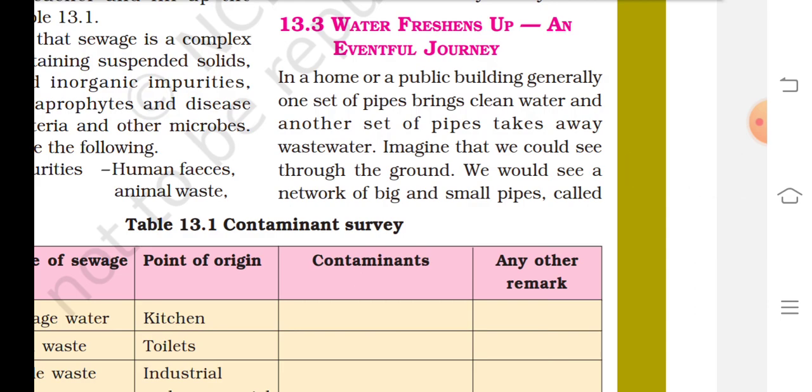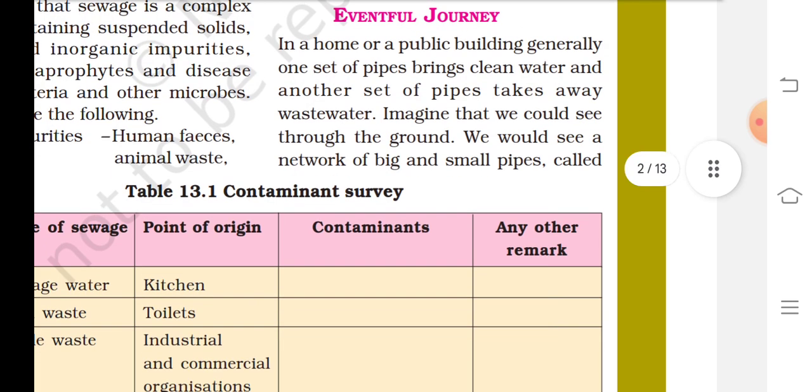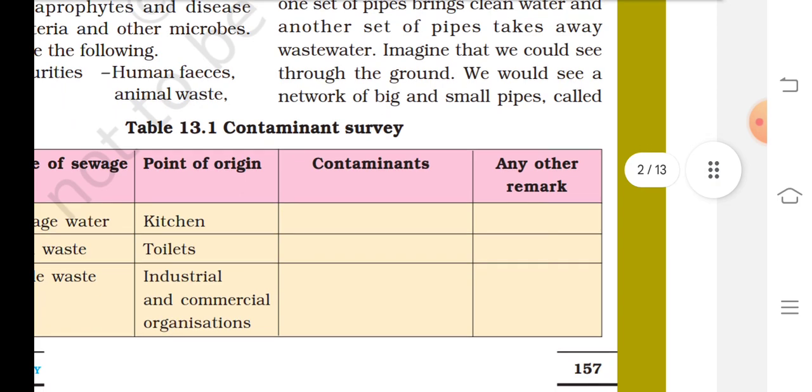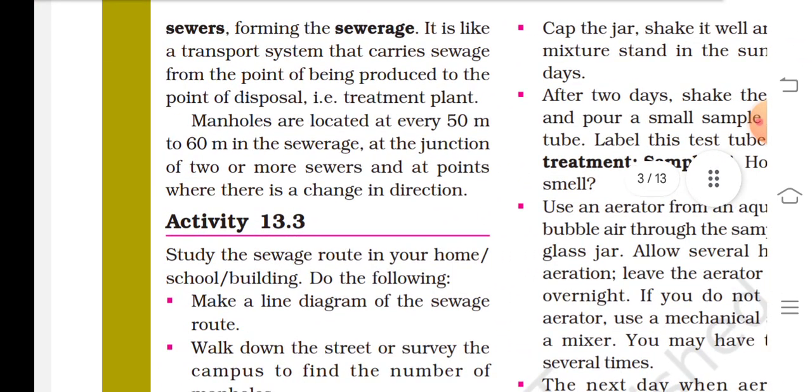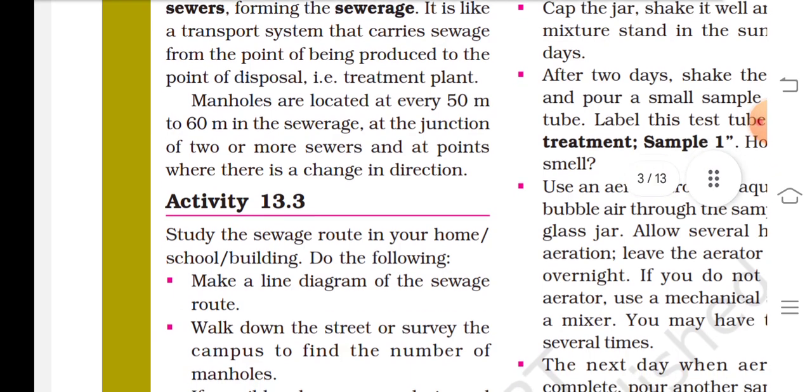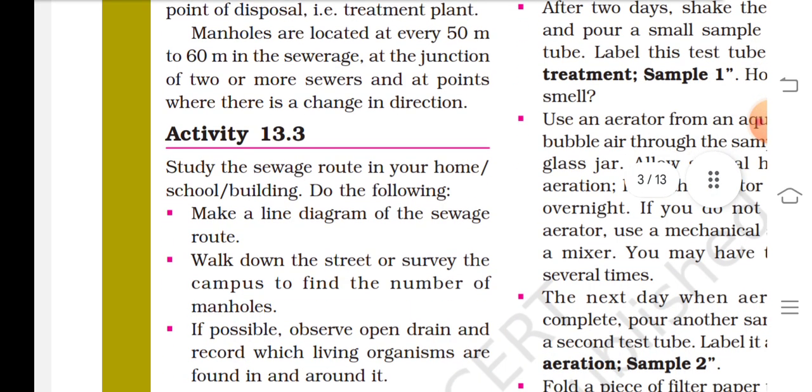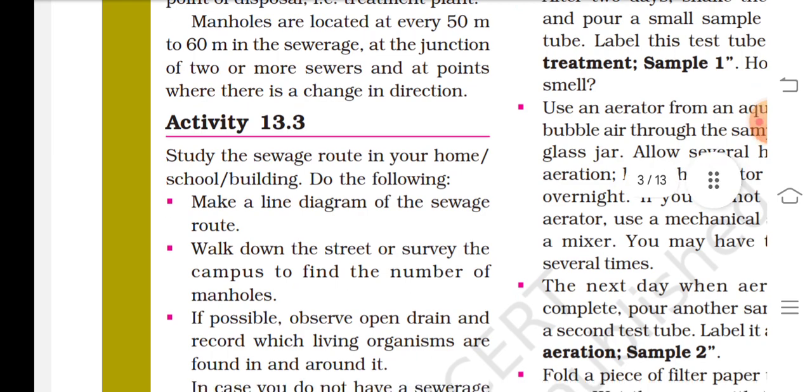Generally, one set of pipes brings clean water and another set of pipes takes away wastewater from homes and public buildings. Imagine that we could see through the ground. We would see a network of big and small pipes called sewers forming the sewage system. It is like a transport system that carries sewage from the point of being produced to the point of disposal. Manholes are located at every 15 to 30 meters in the sewers, at the junctions of two or more sewers, and at points where there is a change in direction.